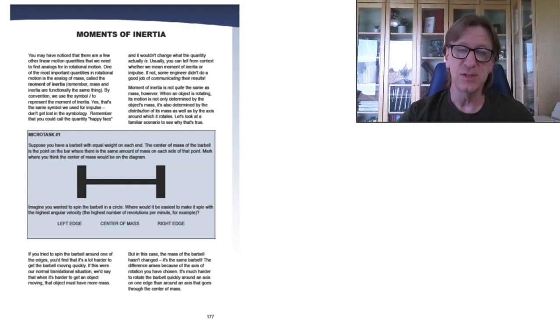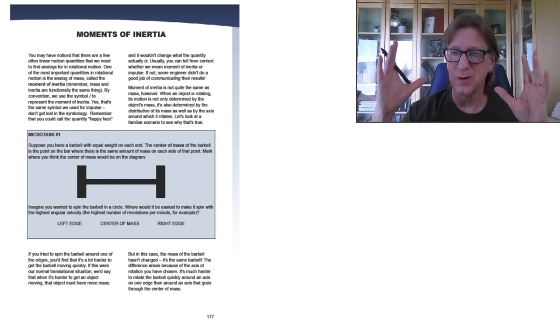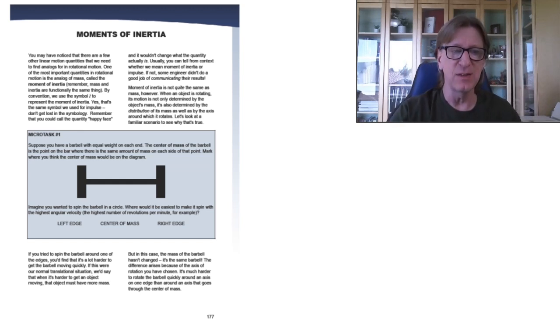All right, so as we mentioned, it's going to be more than just the amount of mass, it's going to be how that mass is distributed. And one of the best ways to see that is to take like a barbell. So here we've got our crude little barbell, and we've got the same amount of mass on either side.